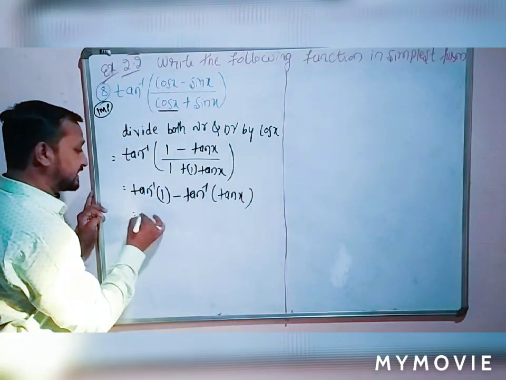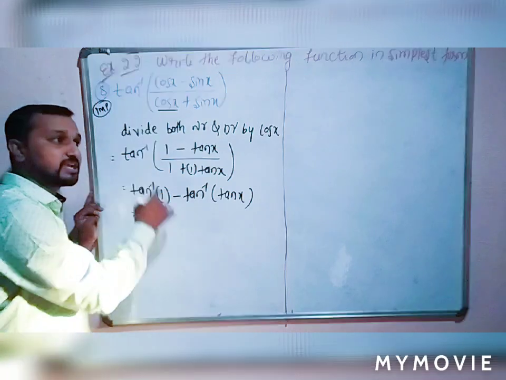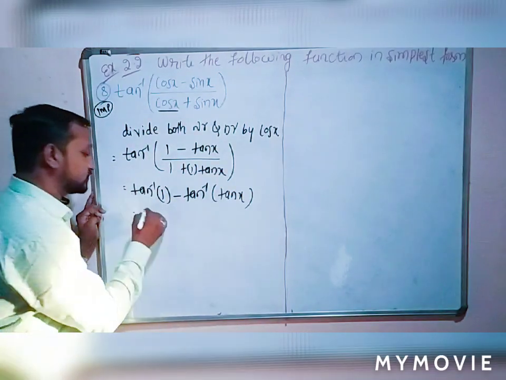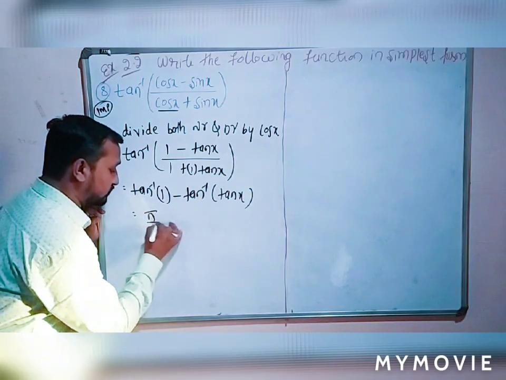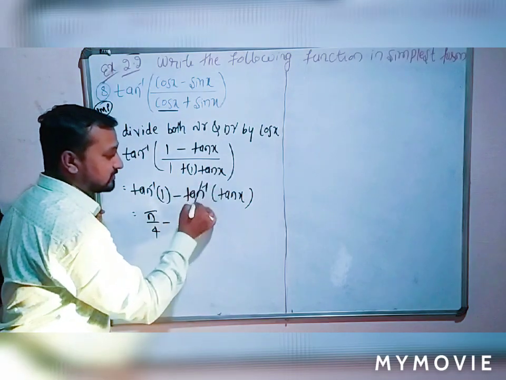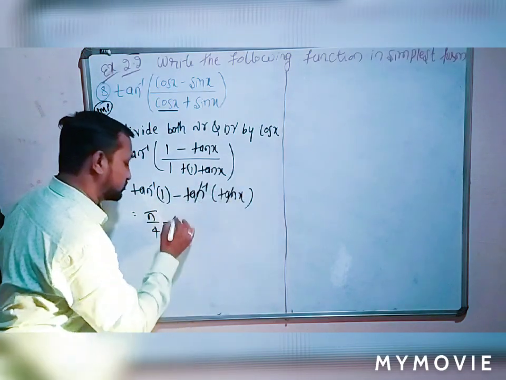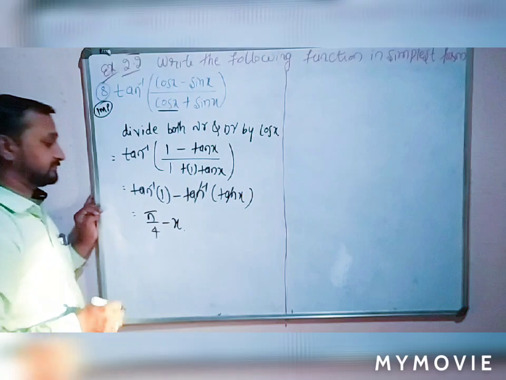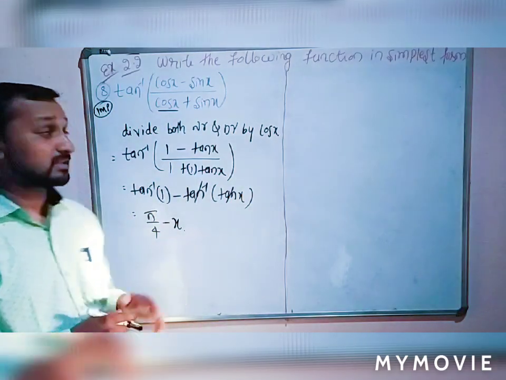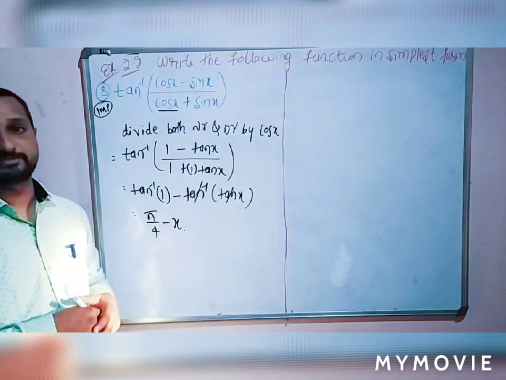Okay. Now what is the value of tan inverse of 1? At which angle is the value of tan 1? Pi by 4. That's why I take tan inverse of 1 equal to pi by 4, minus. Here tan inverse and tan get cancelled. The answer should be x. This is the answer, 2 marks. Very simple question, but this is very important. That's why I solved this question.